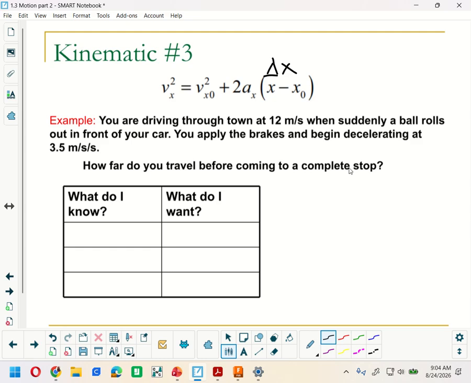You're driving through a town at 12 meters per second, when suddenly a ball rolls out in front of your car. You apply the brakes and begin decelerating at 3.5 meters per second squared. How far do you travel before coming to a complete stop? What information is being given to me here? Go ahead, throw stuff out.